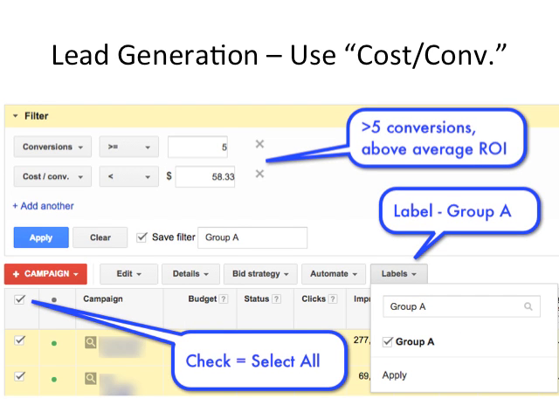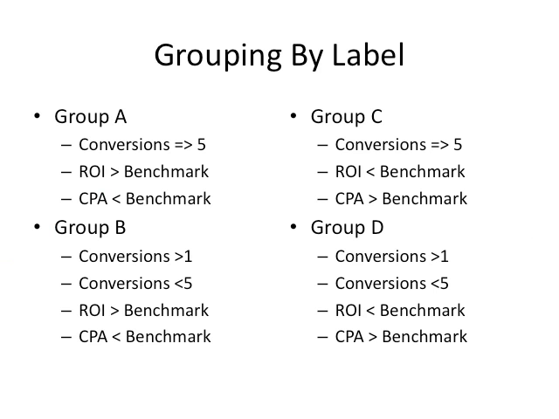In our next example, we're looking at one of our lead generation clients, and in this case, their actual target cost per lead is around $90, but as a benchmark, our average right now is around $58.33. So what we're doing here is setting up a filter for any campaign that has 5 or more conversions and a cost per conversion less than $58.33. Then the same thing: we check all of those after we've applied the filter, and we apply that Group A label to them. Now all of our campaigns that have 5 or more conversions and a better than average cost per lead are labeled with Group A. So that's how you set up Group A on your campaigns.